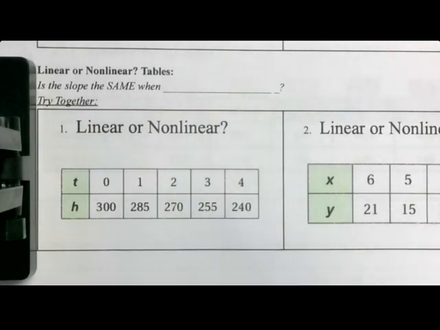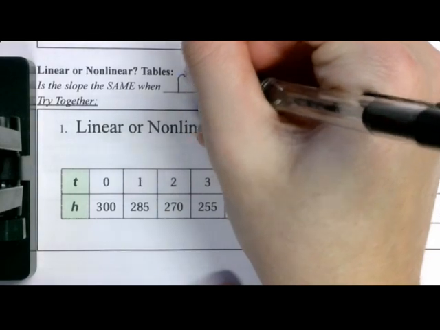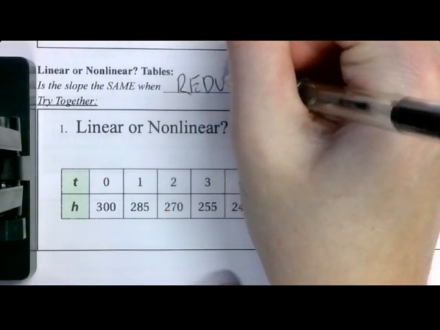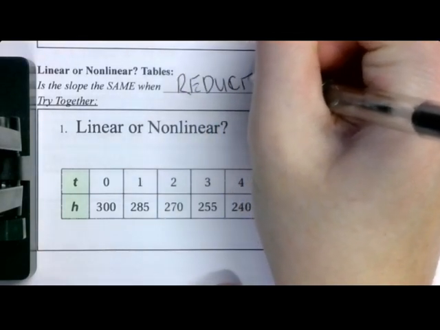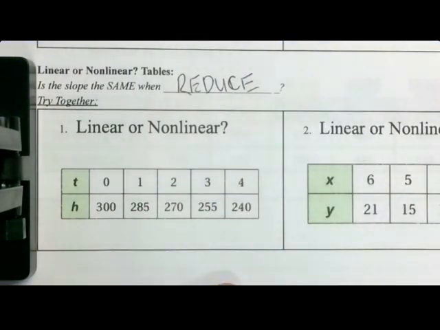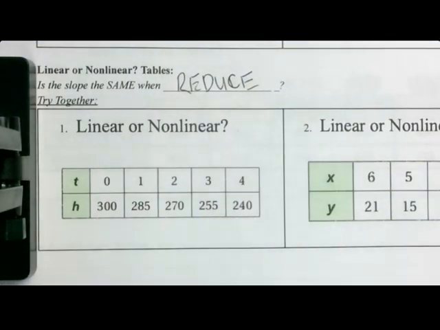Okay, so when we're looking at tables, we want to know, is the slope the same when reduced? Okay, so when you reduce it, is it the same? That's what we're looking for. So for the first one, we are taking what we did a couple classes ago, or just one class ago. It just depends on when you had me. Is that the same slope?